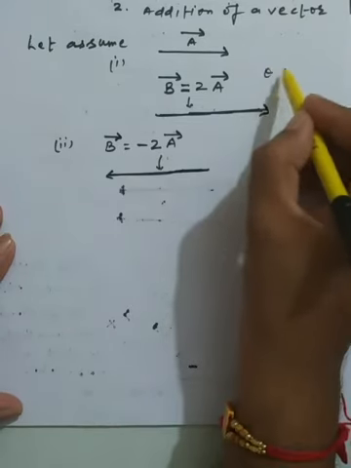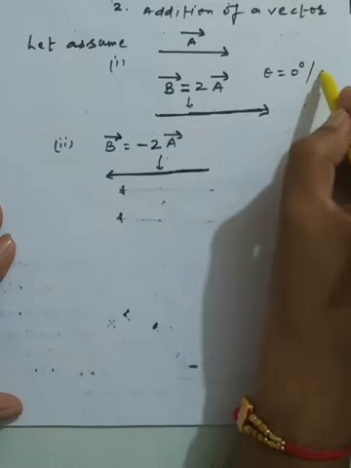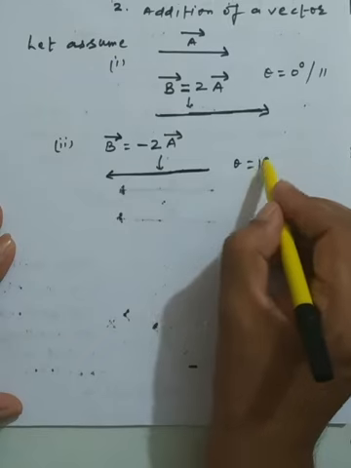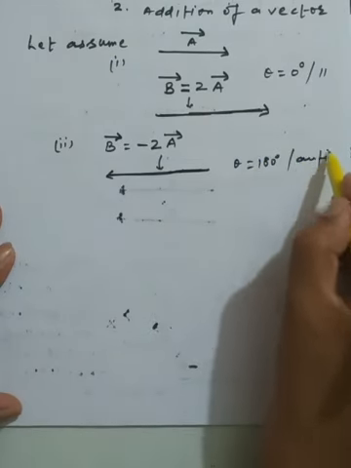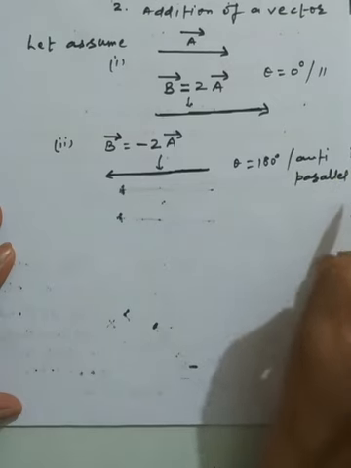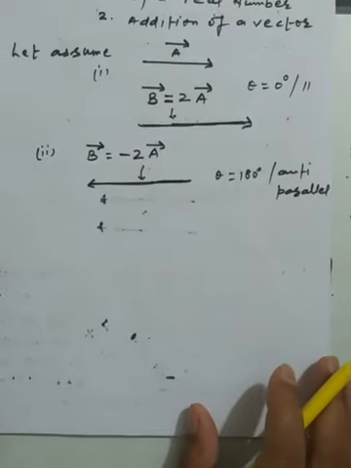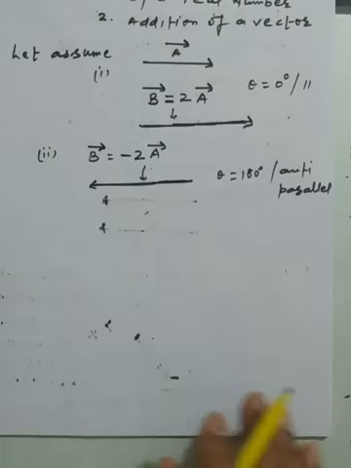Here we have theta equal to 0 degrees, which means both are acting along the parallel direction. Here we have theta equal to 180 degrees, and both are acting in opposite directions, which is called anti-parallel to each other. So this is the general representation of multiplication of a vector by a real number. You can take more examples.